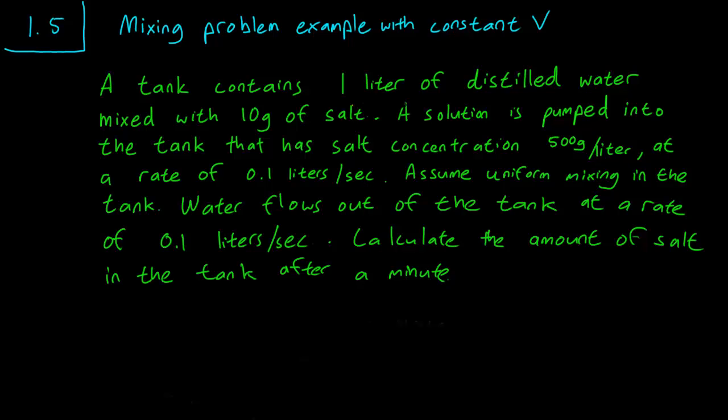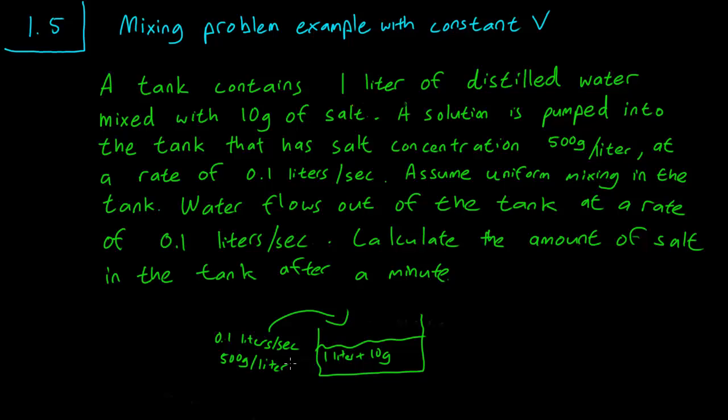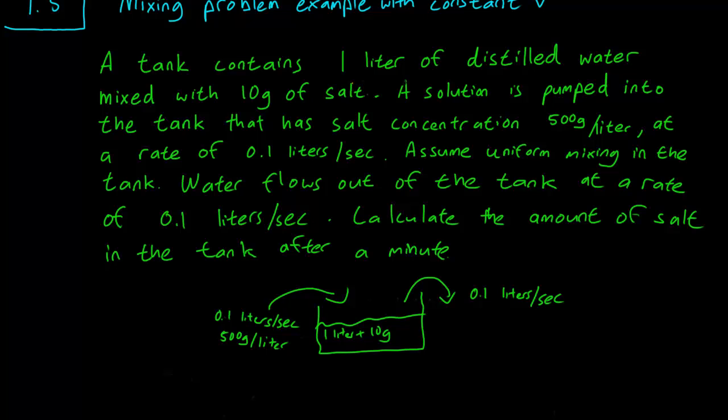Let's just draw a picture here to guide us through this example. So we have a little tank, and the tank has 1 liter of water plus 10 grams of salt. Okay, and we pump a solution into the tank, 0.1 liters per second at the concentration 500 grams per liter, and we assume that everything is uniformly mixed, of course. Water flows out of the tank at the rate of 0.1 liters per second, and we want to calculate the amount of salt in the tank after 1 minute, or after 60 seconds.